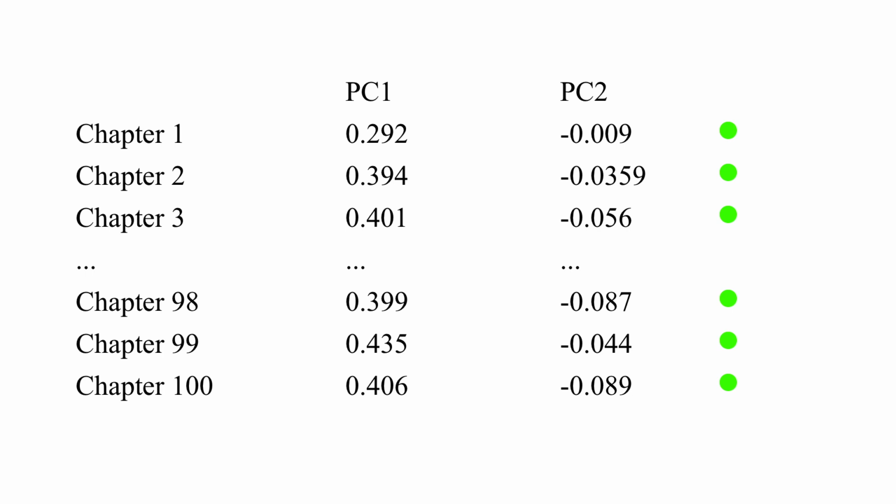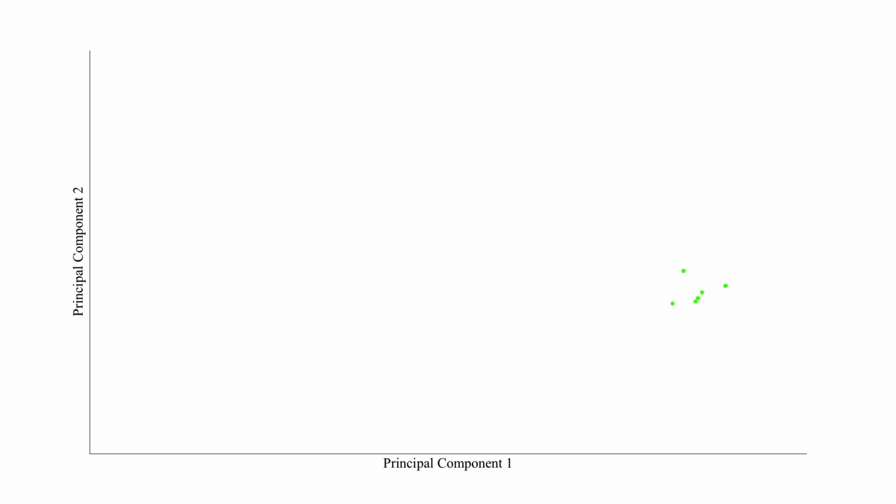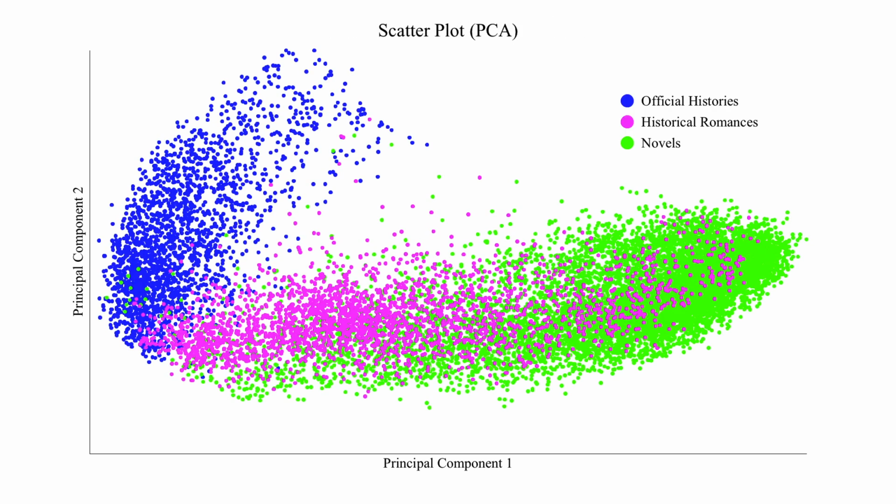We can take the new values for these first 6 chapters and place them back on our plot. You can see that yes, this is indeed from The Plum in the Golden Vase, and that this is part of our larger dataset. This is essentially how we can use principal component analysis to study the relationships among a corpus of texts.